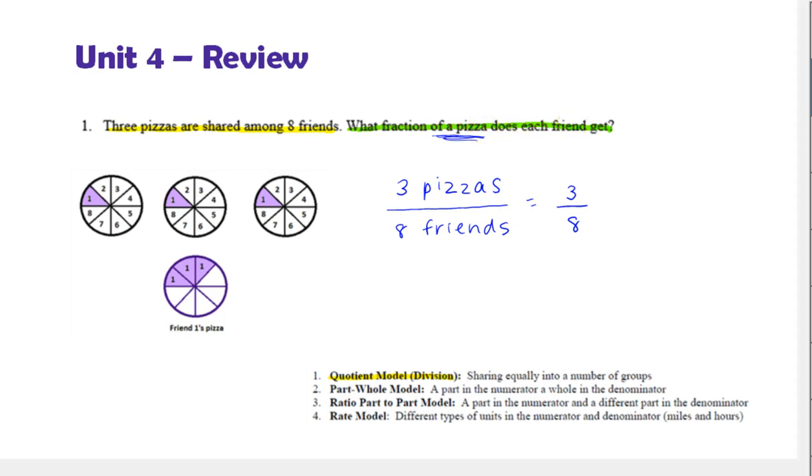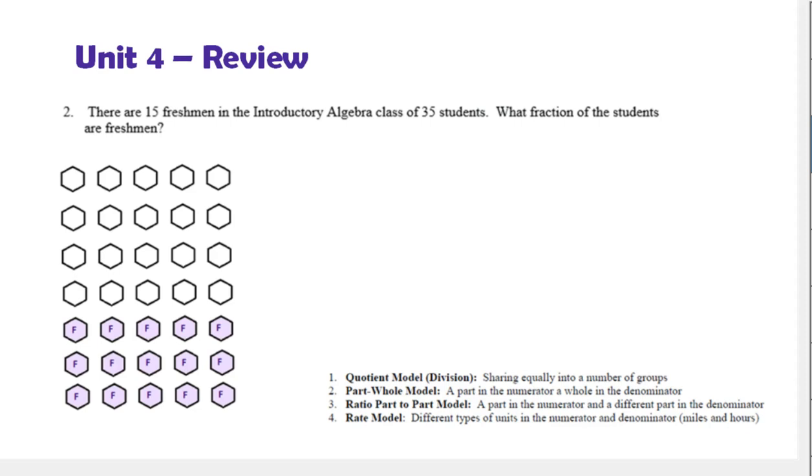Let's look at the next one. There are 15 freshmen in an introductory algebra class of 35 students. And we are asked what fraction of the students are freshmen. So we're asked for the fraction of the students, so that is going to be our whole. Our denominator is going to be the number of students, and we're asked for a particular type of student, which is freshmen. So this is going to be a part. So since freshmen are students, that means they're a part of this whole.